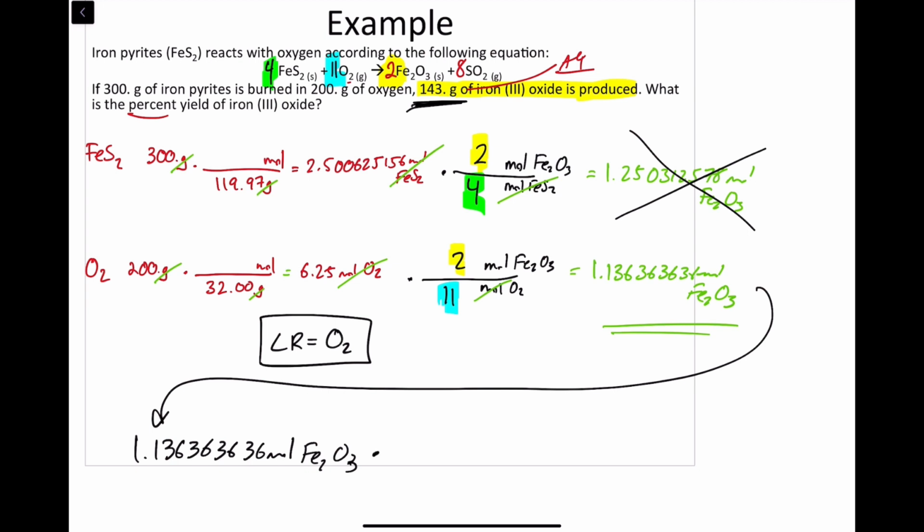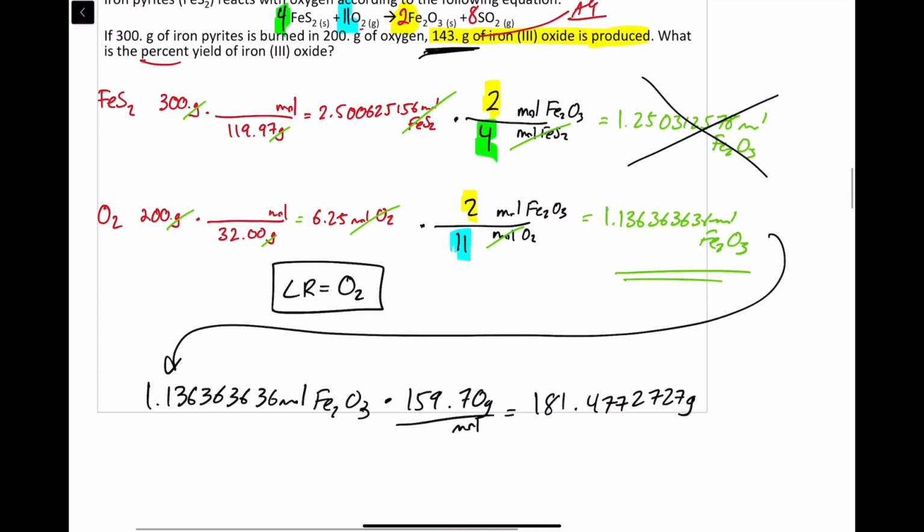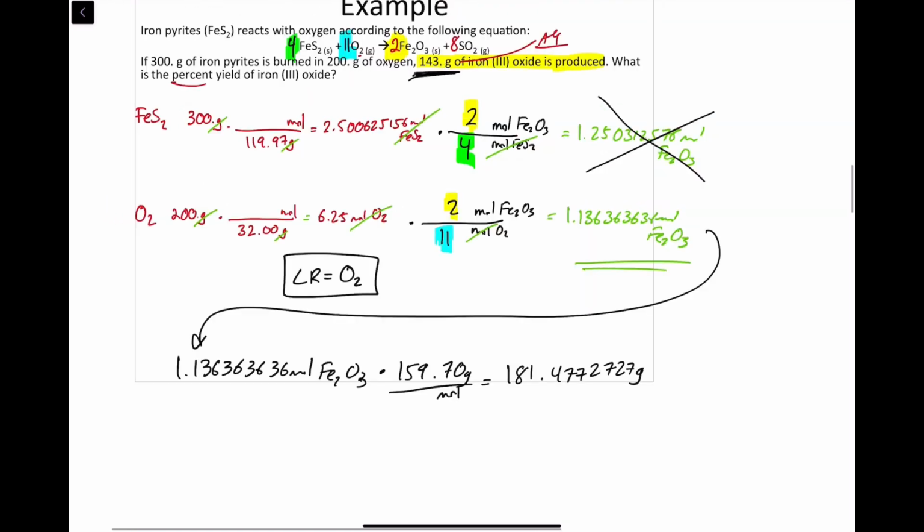And so my mass of Fe2O3 is 159.70 grams per mole. And this is going to give us a mass of 181.4772727 grams. Okay, now we're not done yet, but we can actually round this off here because we are going to be comparing something with three significant figures. So we can round this off to three significant figures as well, 181 grams. Again, why? Because our original value here, the 200 grams, had three significant figures. So this right here, what have we just figured out? This is our theoretical yield of Fe2O3.